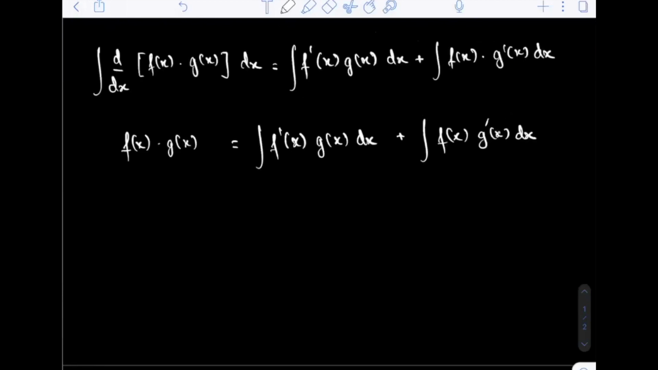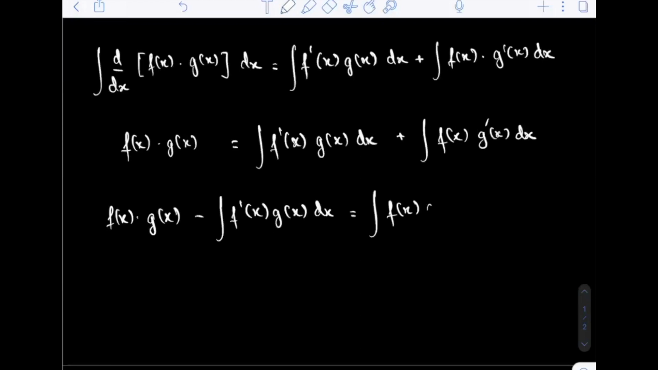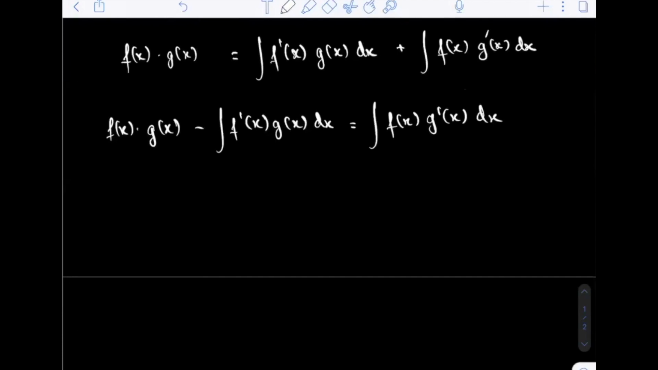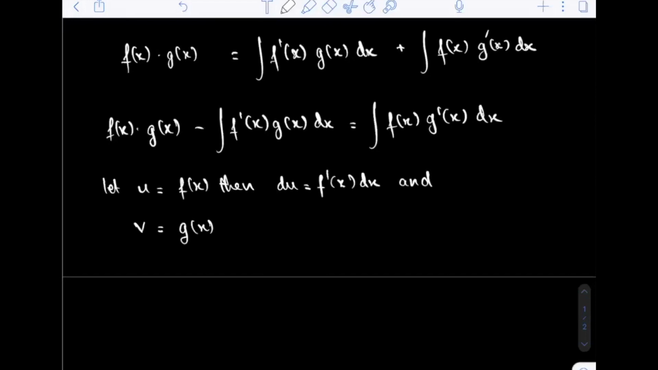So to obtain the formula for integration by parts, I'm going to rearrange this equation a little bit. So I have f of x times g of x minus the integral of f prime of x times g of x dx equal to the integral of f of x times g prime of x dx. Then I'm going to let u equal f of x. Then I have du equal to f prime of x dx, and v equal to g of x. Then dv is equal to g prime of x dx.